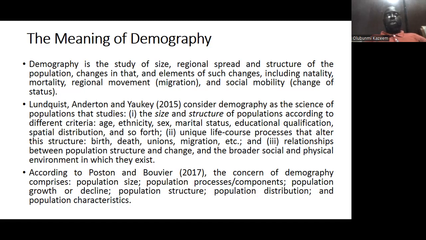Then according to Poston and Bouvier, 2017, the concern of demography comprises the following. Here the emphasis is not on the meaning of demography; however, the concern of demography, what exactly is demography all about? What is it that demography studies? Here we're made to understand that demography is concerned with the size of the population, the components of the population, that is what we call the population structure or composition, then population growth or decline. That population we're talking about, is it increasing in size or is it actually reducing in size? The distribution of the population, as well as the characteristics of the population, are the concerns of demography.